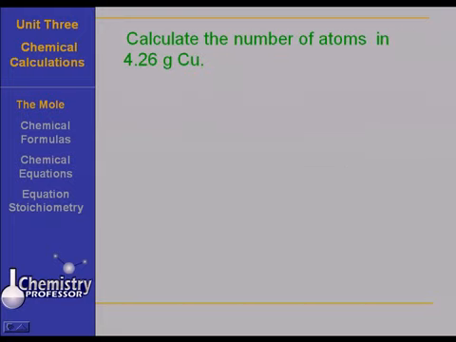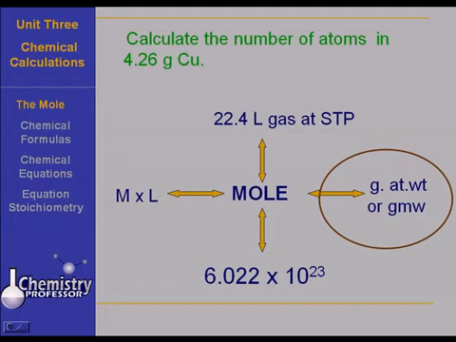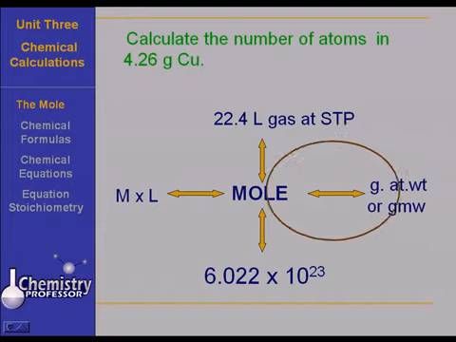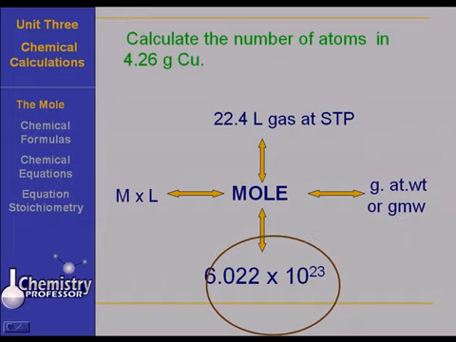Well, let's make it just a shade more interesting. This time, let's calculate the number of atoms in 4.26 grams of copper. Now, here's our mole roadmap. We're given 4.26 grams of copper, so we're starting out over here at mass. And you're going to have to involve the gram atomic weight of copper to do this now. That's why I've circled this over here. You're going to go from mass to moles to number, just like that. You go to moles, which is your intersection, make a left-hand turn, and come down to the number of particles.